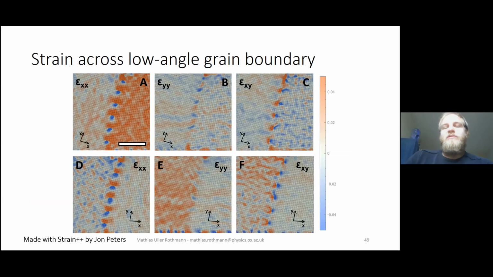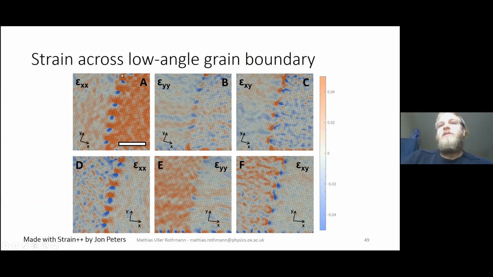Here's an example of some really cool strain mapping, again, going across a low angle grain boundary. So the strain is in different directions. So strain in the X direction, in the Y direction, and then shear strain. And because of the way the strain maps work, you can only map 1 grain at a time. So we have to have a map for the grain on the left-hand side on the top and a grain for the right-hand side on the bottom.